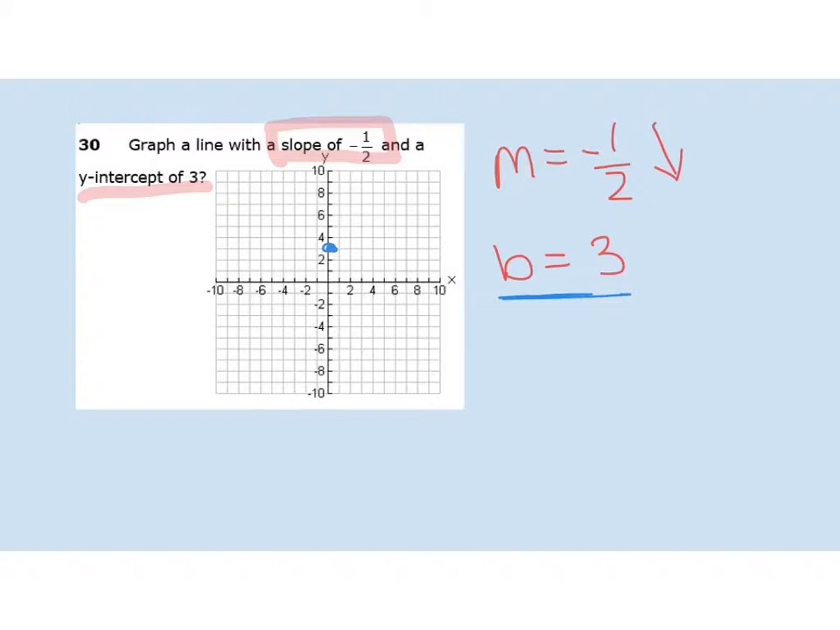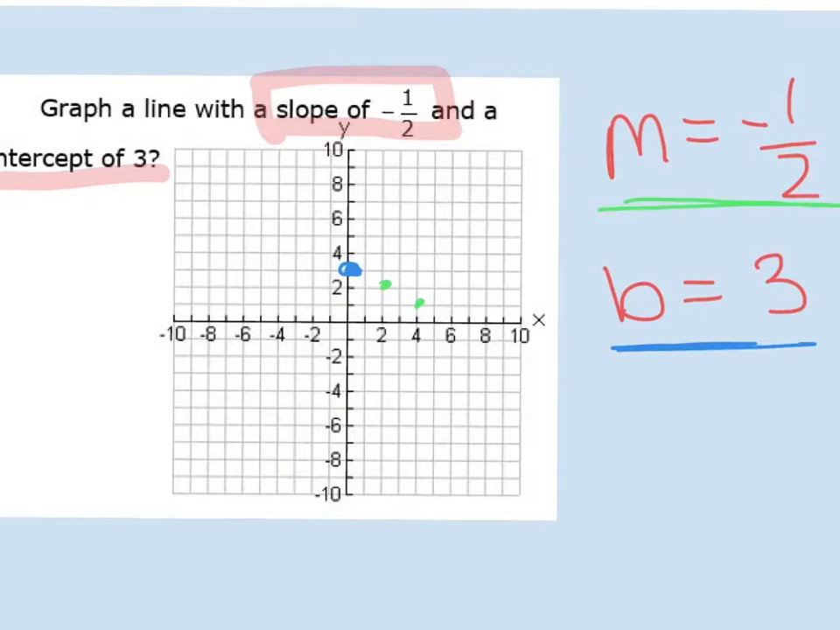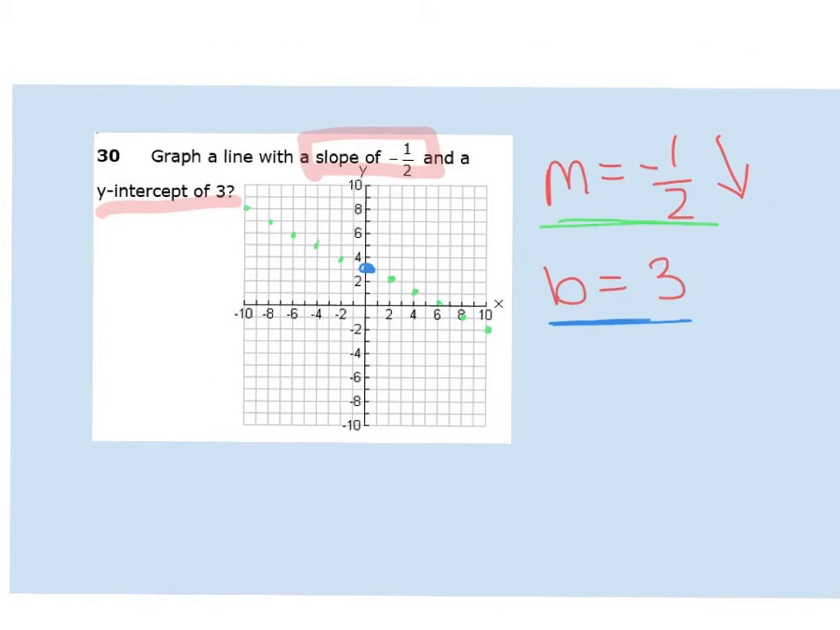From here, we're going to move with our slope. We're going to go down 1 over 2, down 1 over 2, and keep repeating. Don't forget to get the points on the other side: up 1, back 2, up 1, back 2, all the way through to the end. Then you'll notice, if I zoom back out, you have a line that is going down from left to right.